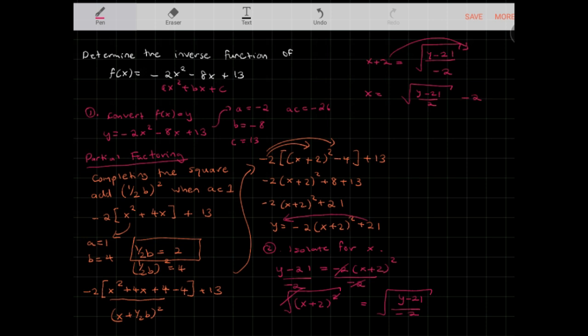The third step here is you want to swap x and y, so x becomes f inverse of x and y becomes x. So f inverse of x is equal to the square root of x minus 21 over negative 2, minus 2. Sorry, there should be a negative 2 here. Okay, and this is basically your inverse function.